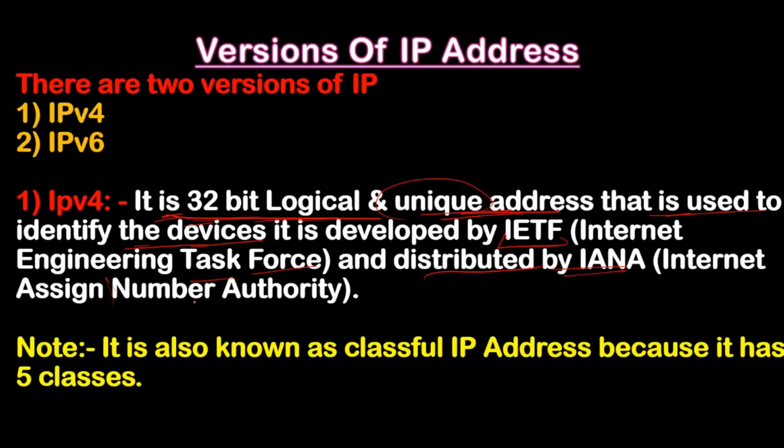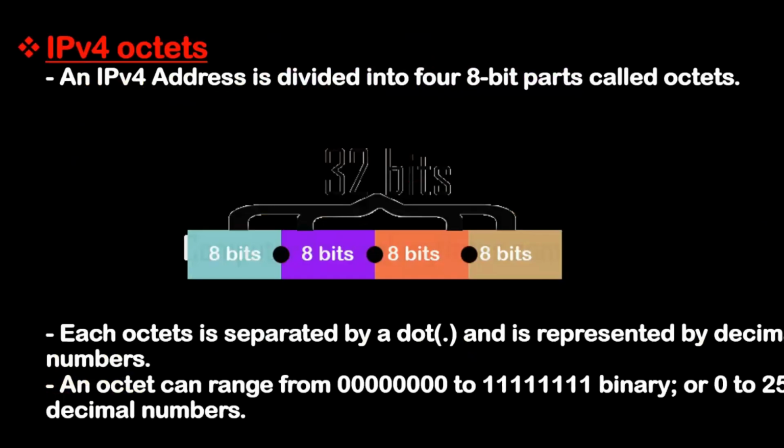For that, suppose we have this IP address. IANA divided IP version 4 into five classes. Firstly, let's see how the classes are defined. Here you can see an IP version 4 address is divided into four parts. If you see any IP address, suppose I write 192.168.10.5, this is an IP version 4 address.